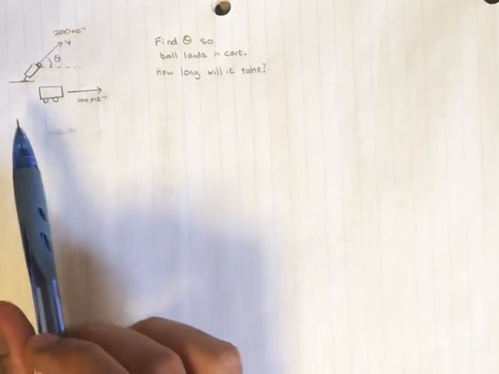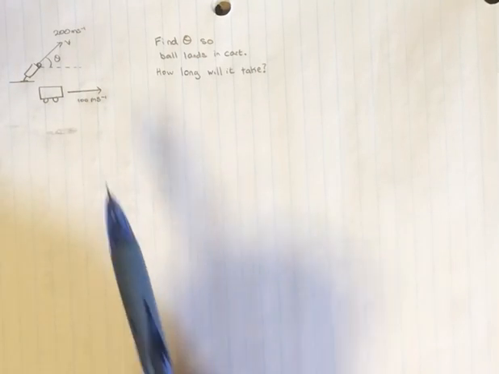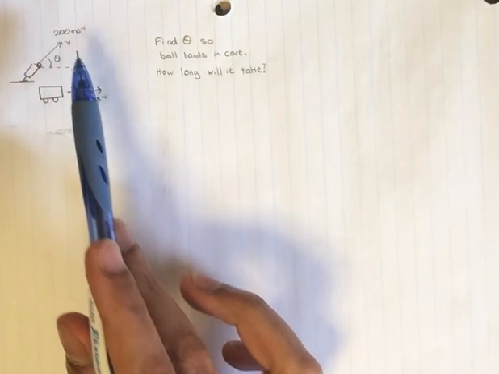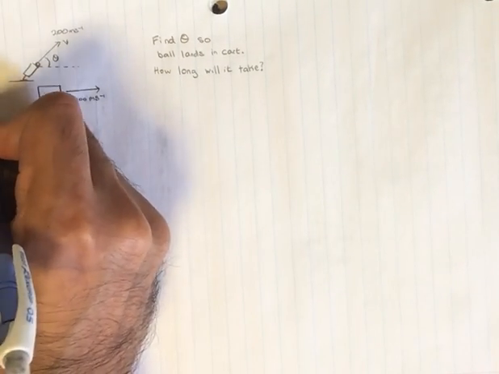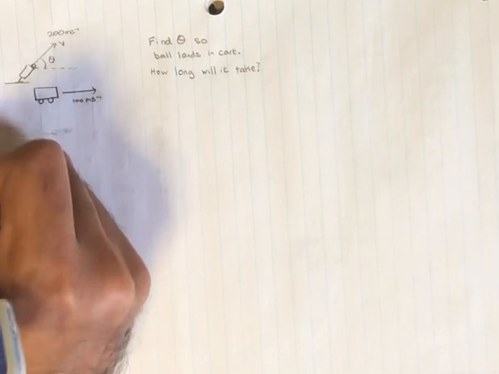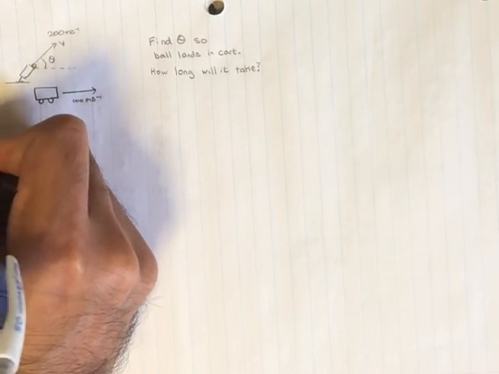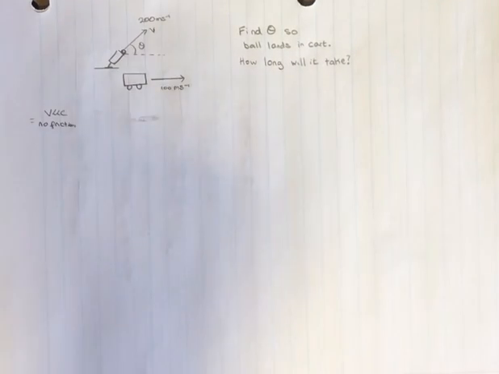So firstly, what are some of the assumptions we're making? We're assuming that the speed of light is much greater than this, so we don't need to worry about special relativity. We're also assuming no friction. And we're assuming that the gravity is constant.